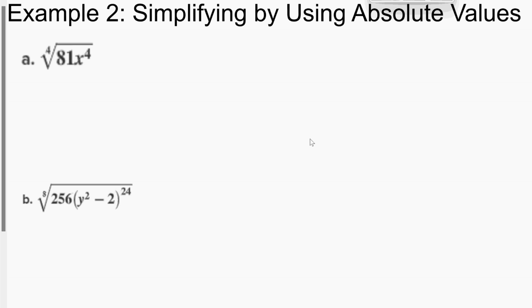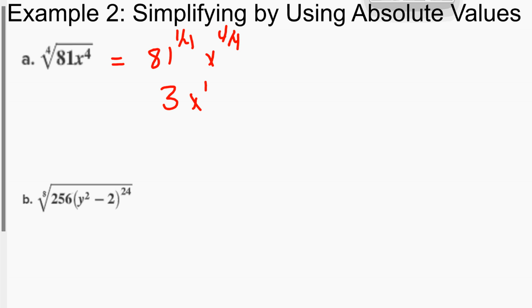Question 3, we're going to simplify by using absolute values. So here we're looking at a fourth root, so I could rewrite this as 81 to the 1/4 and x to the 4/4, so that reduces nicely. 81 to the 1/4 is 3, and x to the 4/4, that would be x to the first.